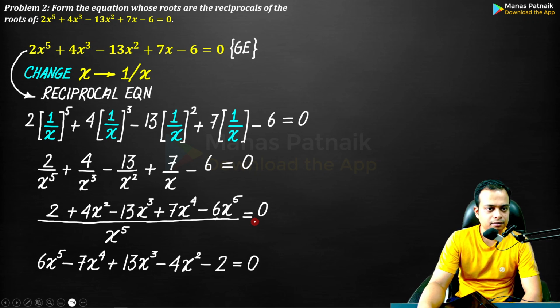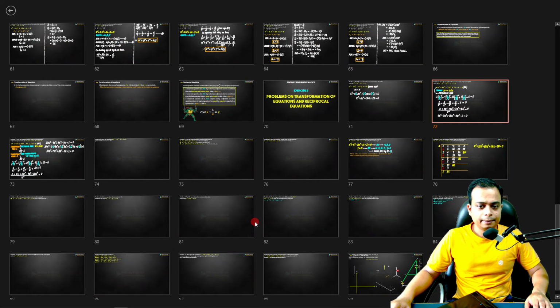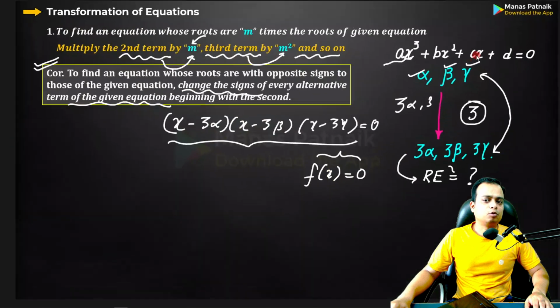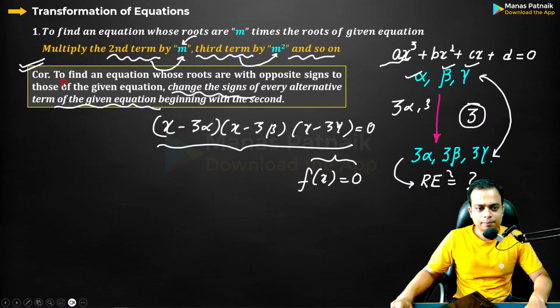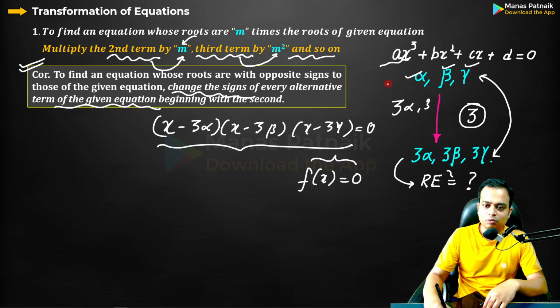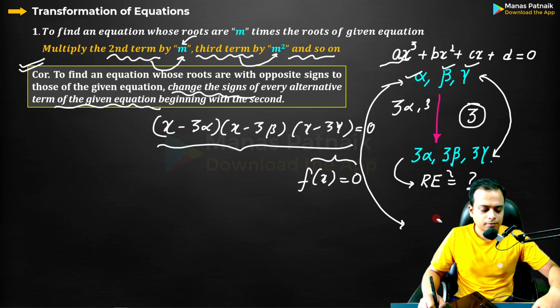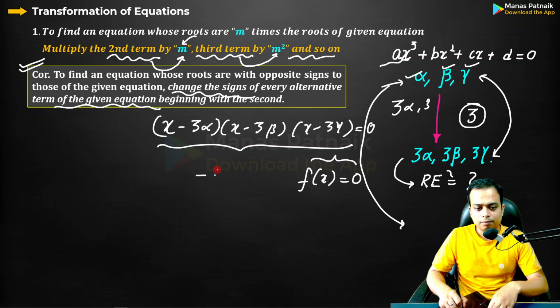Right? I think this is okay with all of you. Thirdly, there is another property which you need to learn, and I think before we start with property number 3, it is appropriate that we learn a thing or two about this one. Listen to this carefully. To find an equation whose roots are with opposite signs. Let's say this equation has roots alpha, beta, and gamma. The equation that you need to work out has roots minus alpha, minus beta, and minus gamma.